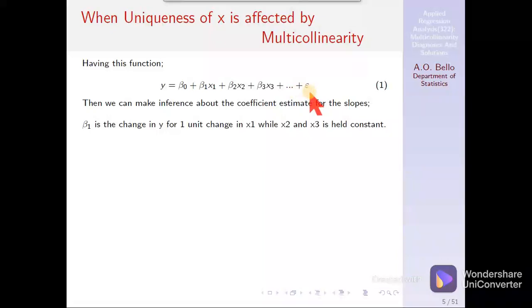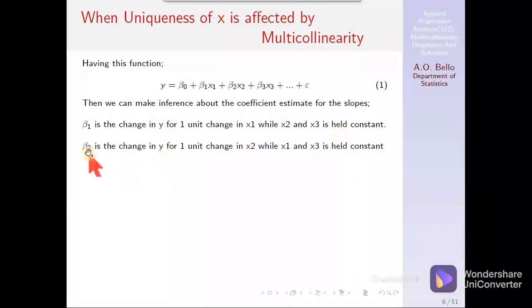So when we have a regression model of this nature, we can start making inferences in this manner. We can say our B1 is the change in y for 1 unit change in x1, while x2 and x3 are held constant. We can also deduce this for beta 2: beta 2, the coefficient for x2, implies the change in y for 1 unit change in x2, while x1 and x3 are held constant.